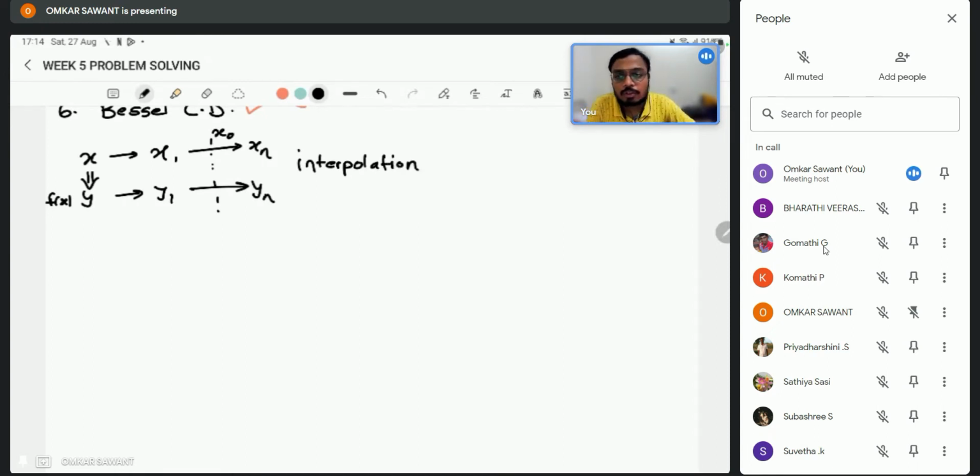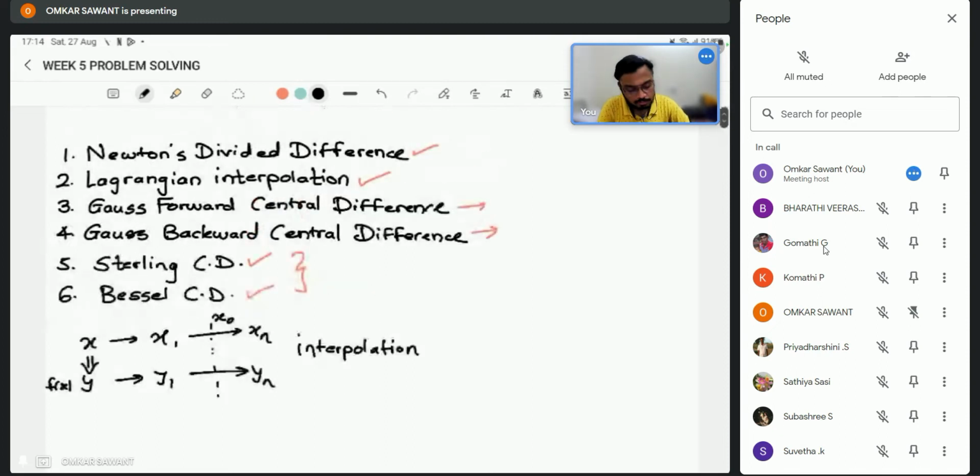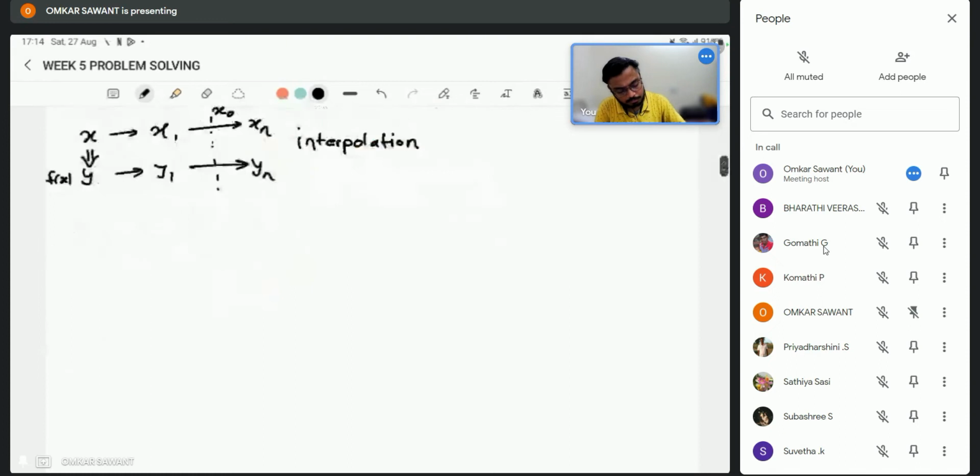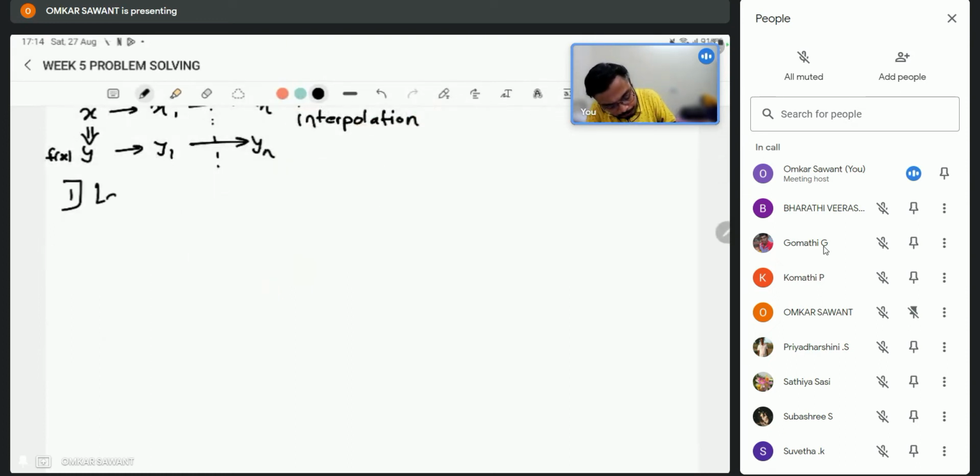Earlier, the interpolation which we have used was Newton forward interpolation and Newton backward interpolation, right? But the important thing is that interpolation was applicable only for those whose x values are at equal intervals. So what will we do if we have x values at unequal intervals? In those cases we are going to use other interpolation. So first is your Lagrangian interpolation.